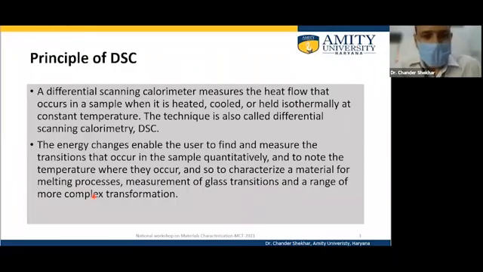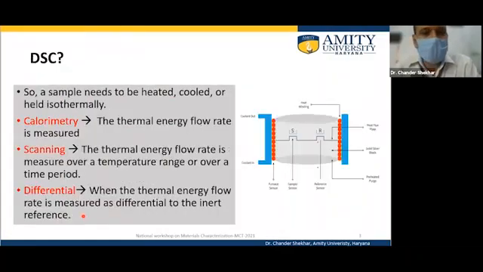So basically, there is a flow of thermal energy from the sample to the environment or vice versa, and this thermal energy is monitored very precisely, very accurately, and this flow is correlated with the behavior of the material in that particular temperature range. Okay, so this particular technique is differential calorimetry.